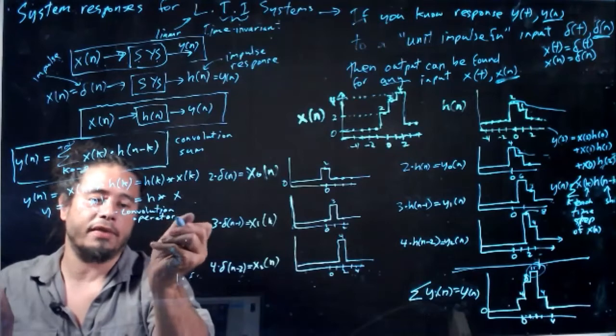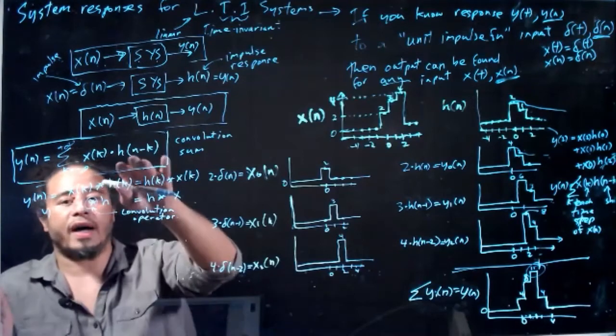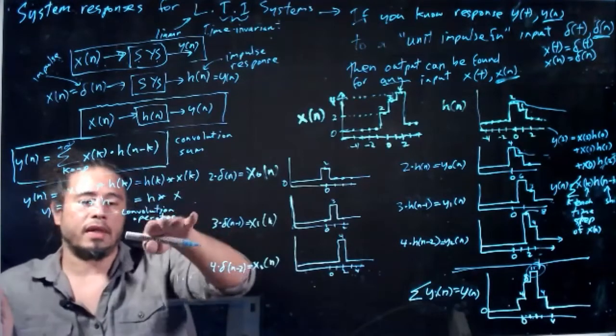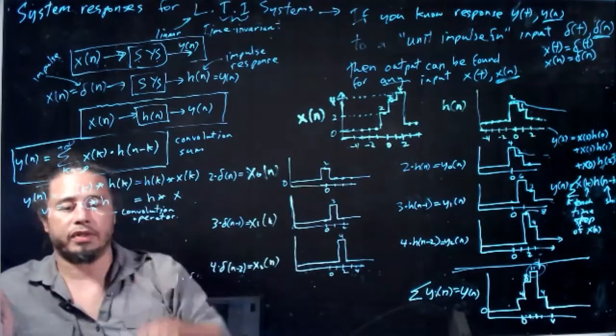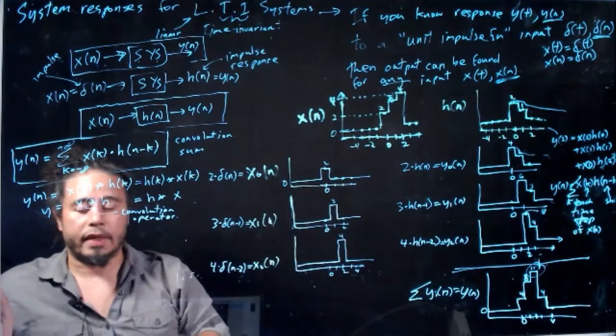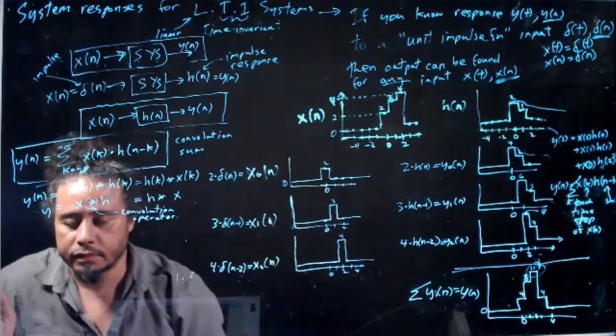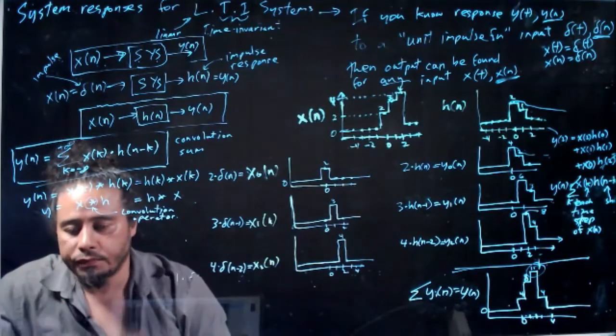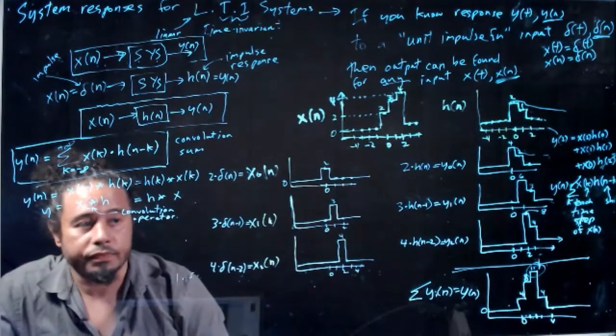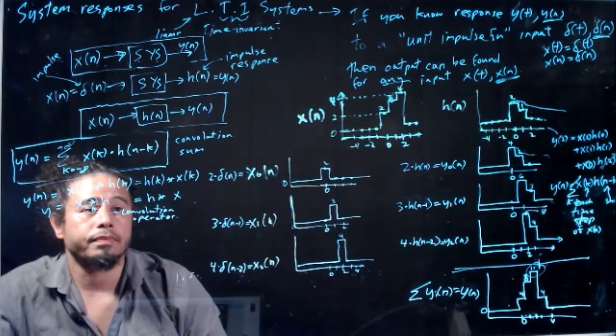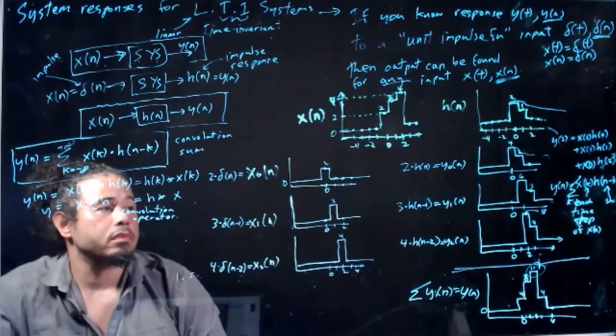And what the convolution operator does is define this convolution summation. Okay, sorry, question. My question was, h of n isn't like an output, it's just a response to the input?